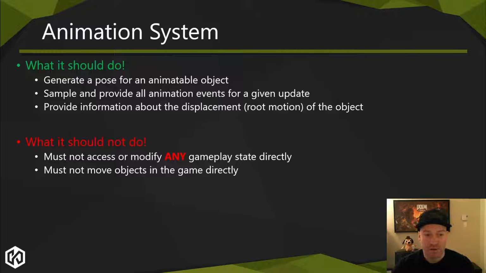So what an animation system should do is generate a pose for the animatable object. It should sample all the animation events needed for a given update, and it needs to provide information about the root motion. Those are the three basic things that it needs to do. There's an extra one where it needs to provide information about what it's currently doing, but we're going to go into that later. What it shouldn't do is modify gameplay state directly, and it shouldn't be moving things in the game directly.